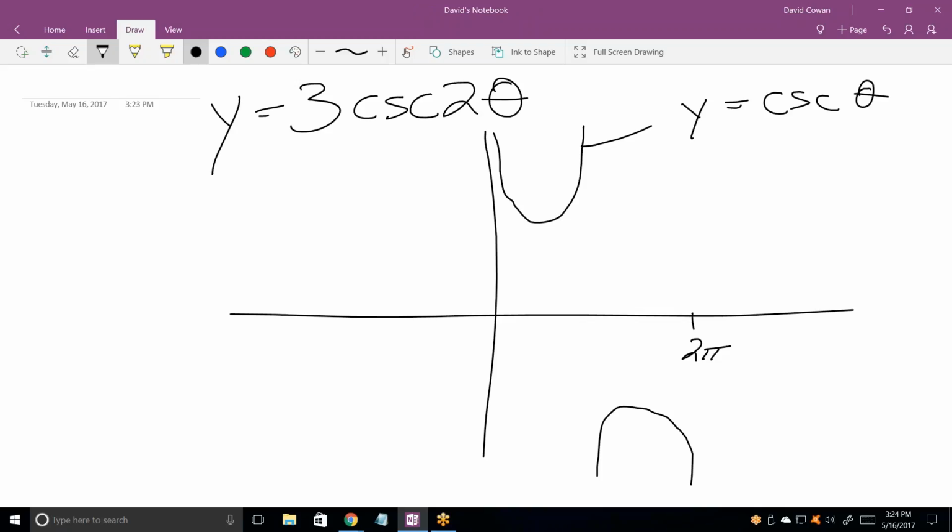Now, the 3 doesn't do much. Let's talk about the 3 secondarily. What's the 2 do? The 2 changes the period. To what? It would change the period to pi. So let's just erase the 2. Now we're looking at cosecant of 2 theta. This is our black curve.